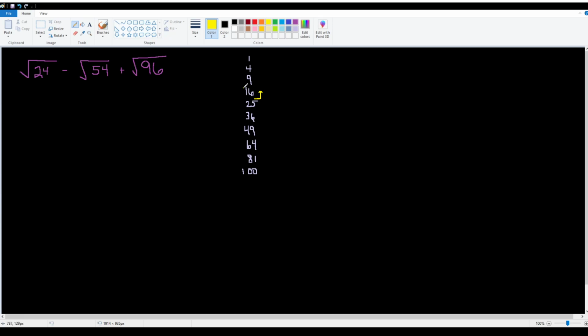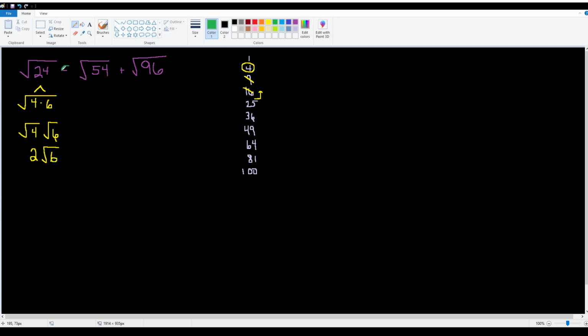Nope, that doesn't work. 24 divided by 9 does not work. But 24 divided by 4, that one does work. So this is going to split up into the square root of 4 times 6. Again, this we can rewrite as the square root of 4 times the square root of 6. And the square root of 4, because that's a perfect square, we know that that is 2. So this becomes 2 square root of 6.